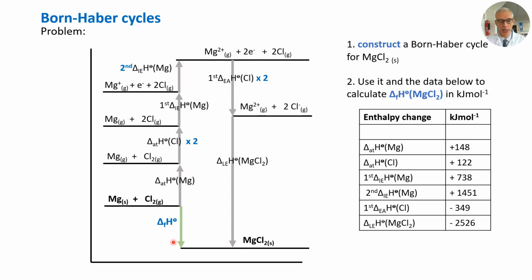So we simply equate delta HF to all of these values summed together, making sure we've multiplied the enthalpy of atomization of chlorine by 2, used the first and the second ionization energies of magnesium, and then multiplied the first electron affinity of chlorine by 2. So delta HF will equal all of these other enthalpy changes added together. And we get an answer as we see.